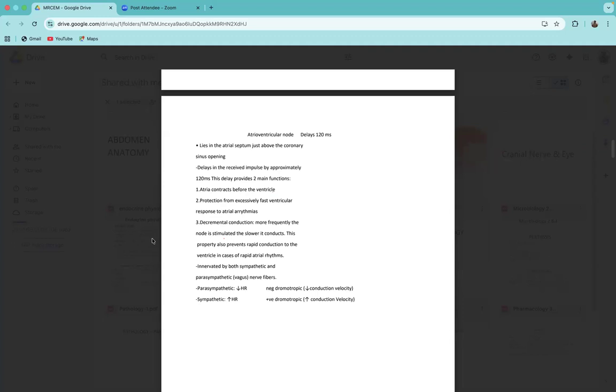We know that due to the action of the parasympathetic nervous system, there will be decreased heart rate, or negative dromotropic effect, but in case of sympathetic activity, there will be increased heart rate and conduction velocity, or positive dromotropic effect as well.